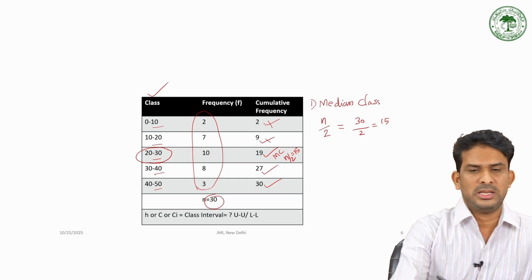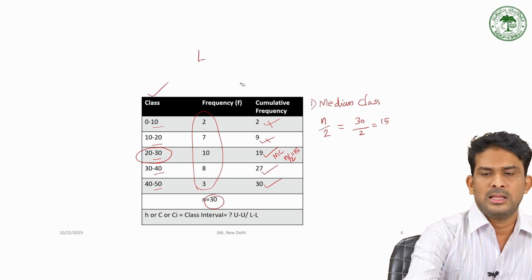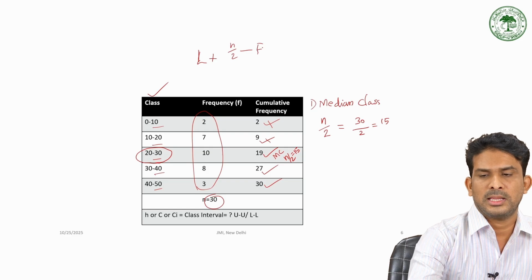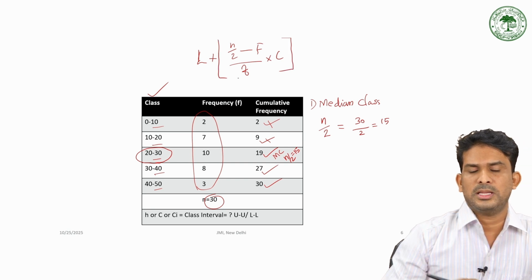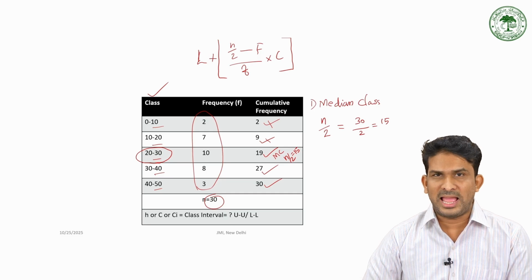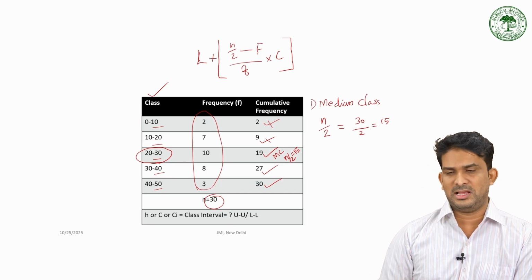Let me write the equation here. Median is L plus n by 2 minus capital F upon small f into C. This is the equation, right? Now what is the requirement? L. What is L? L is the exact lower limit of the median class.